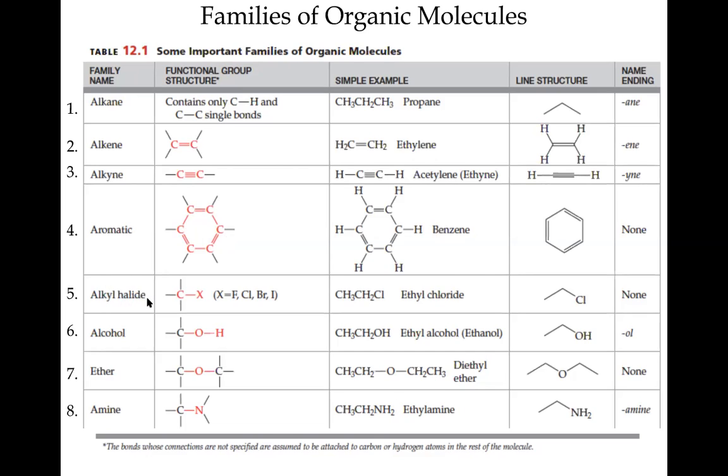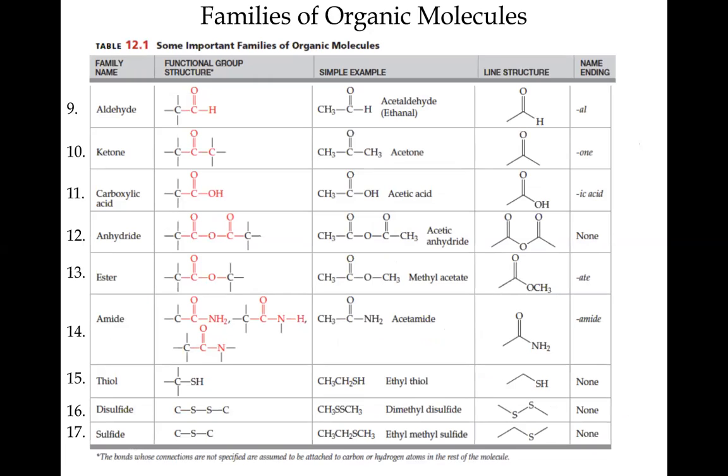Alkyl halides are going to be a carbon that's bound to a halogen like fluorine, chlorine, bromine, or iodine. Alcohols are going to be a carbon bound to an oxygen that is then bound to a hydrogen, or this hydroxyl group. Ether is a carbon-oxygen-carbon group. So an oxygen with two carbons on either side. And an amine is going to be a carbon that's bound to a nitrogen.